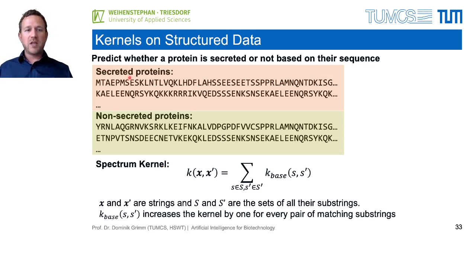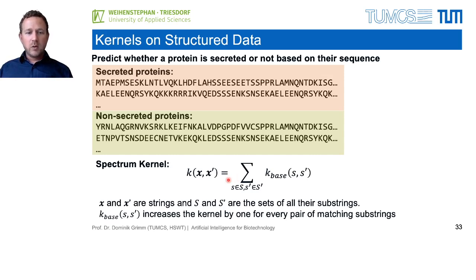We would like to predict whether a specific protein is secreted or not, only based on the sequence we get. So we have here the amino acid sequences of secreted proteins and non-secreted proteins. We would like to predict if they are secreted or not. And therefore we could, for example, use the so-called spectrum kernel, where X and X prime are the strings, the individual strings, and S and S prime are the sets of all their substrings. So we take one of the strings and we chop it up into all possible substrings.